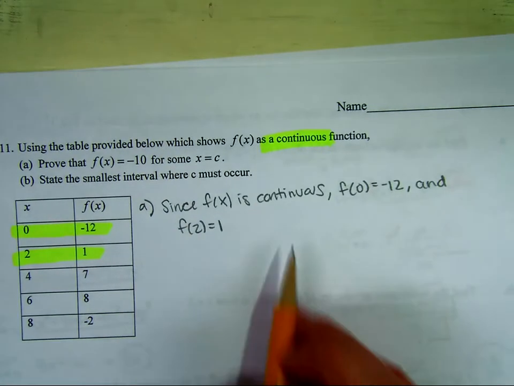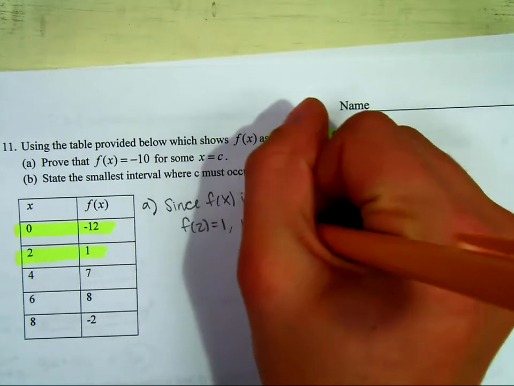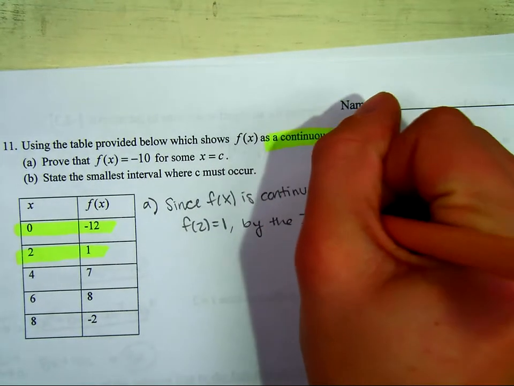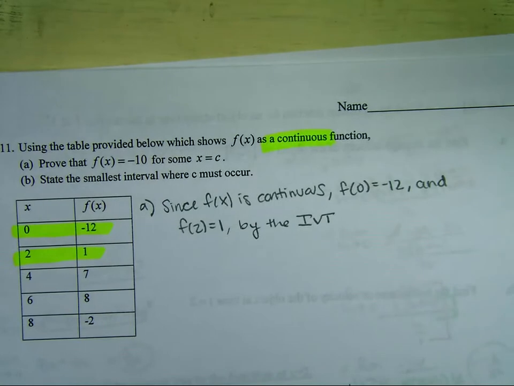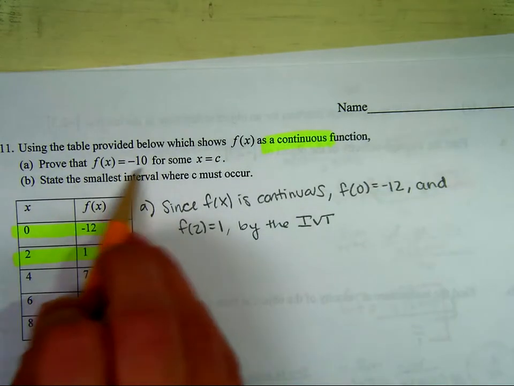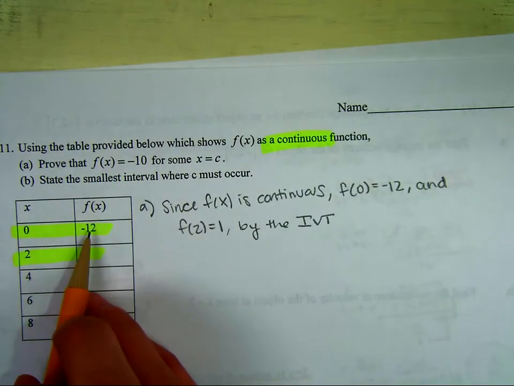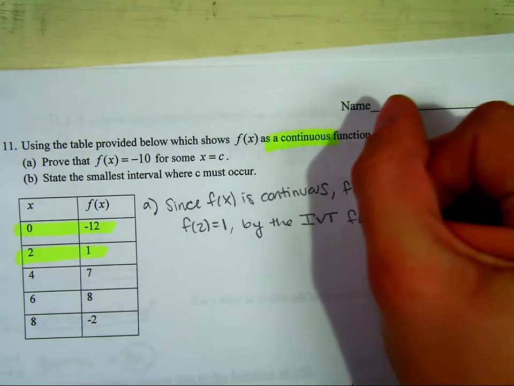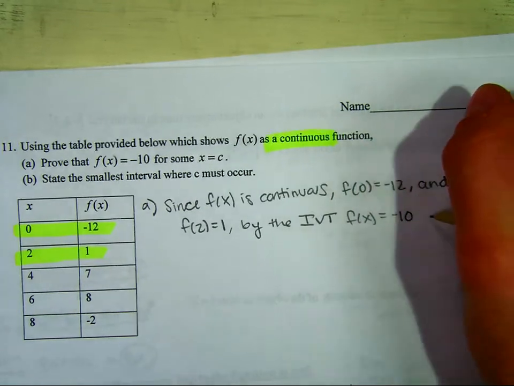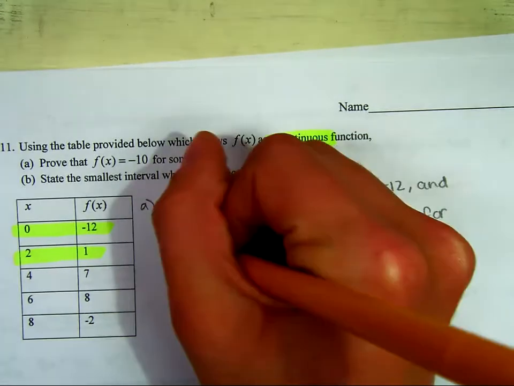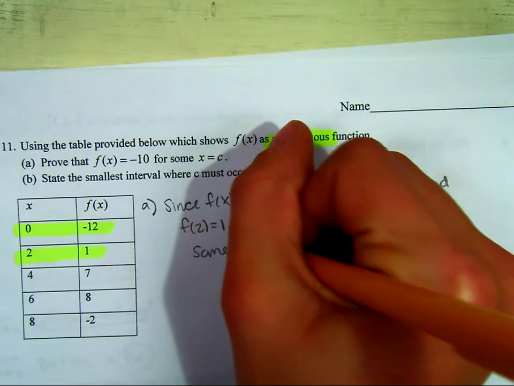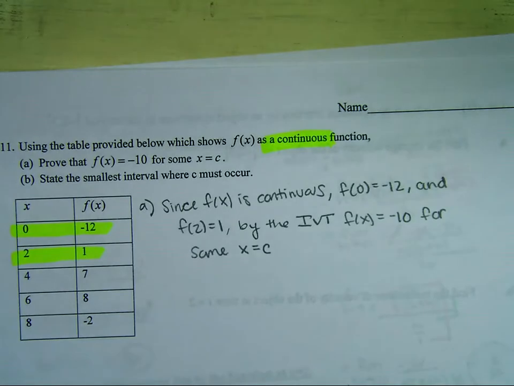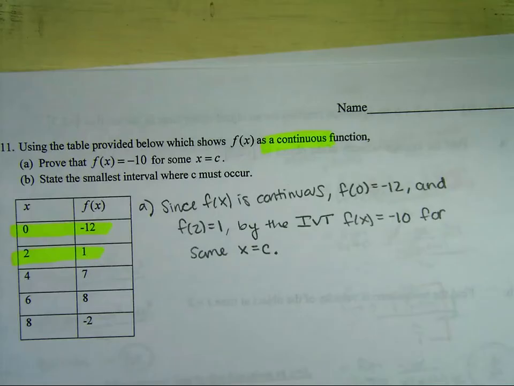Since all that is true, we can say by the intermediate value theorem, our function must equal -10, because again, that's between -12 and 1. So we could say by the intermediate value theorem, f of x must equal -10 for some x value, some x value that we're going to call c, and that's all we have to say.